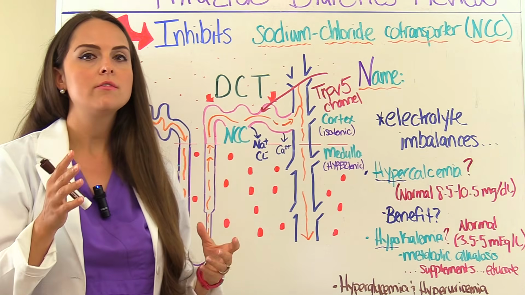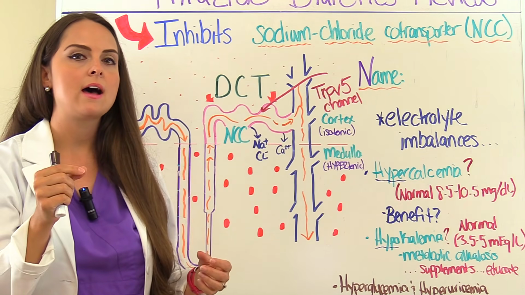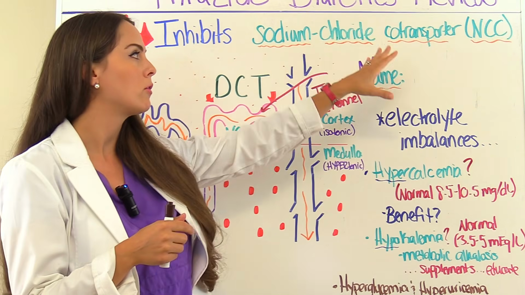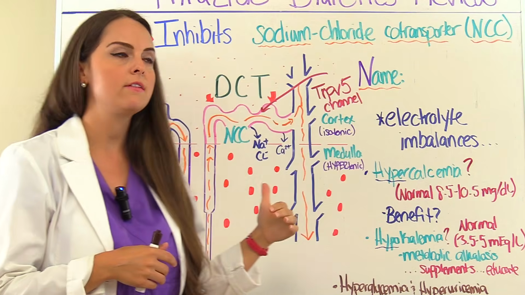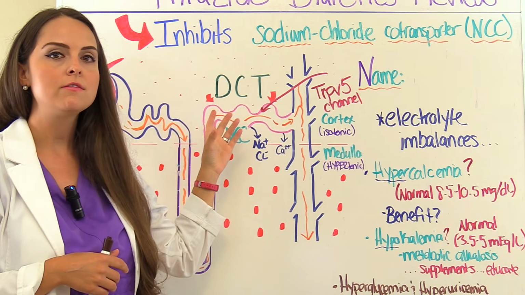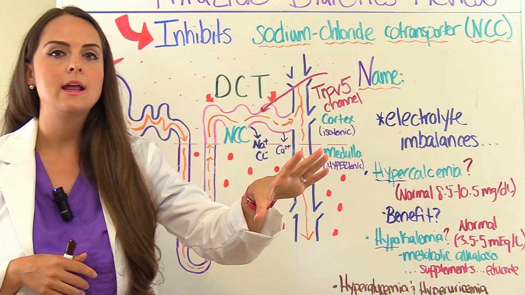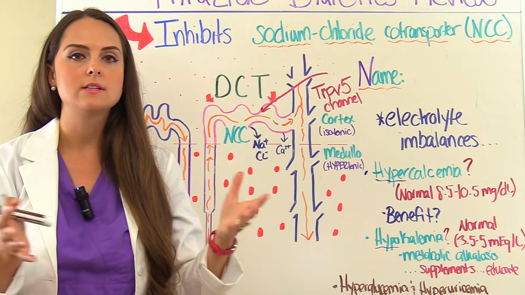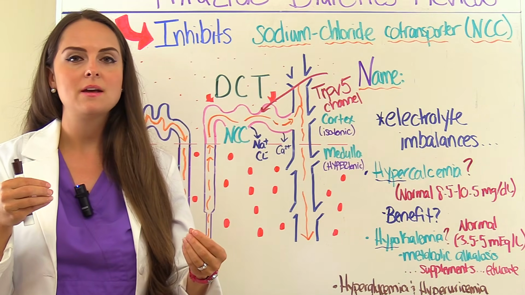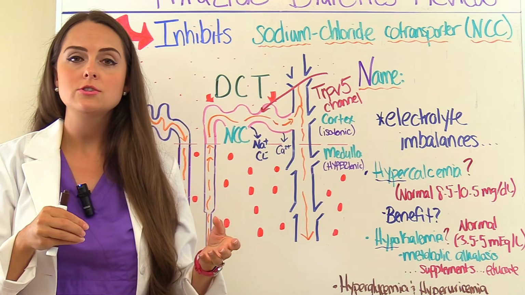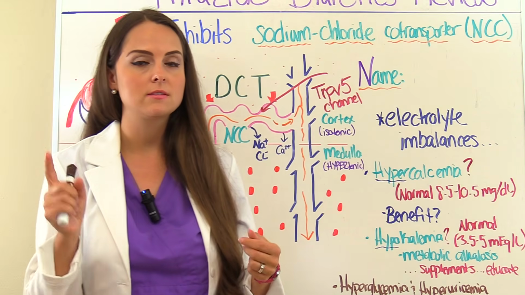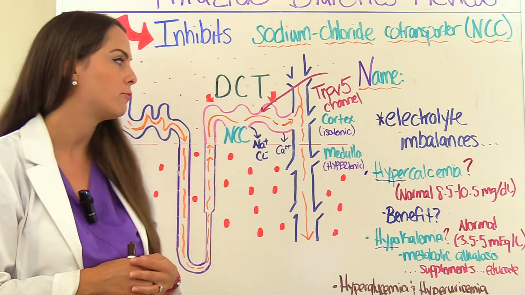When we throw a thiazide in, it's going to affect the sodium chloride cotransporter. It's going to prevent it from allowing these sodium and chloride ions from leaving the filtrate and going back into the blood, keeping those levels nice and stable. Because we're not going to be receiving that sodium, we are going to potentially lower the sodium levels in the blood, leading to hyponatremia. So that's one electrolyte imbalance you want to watch out for.